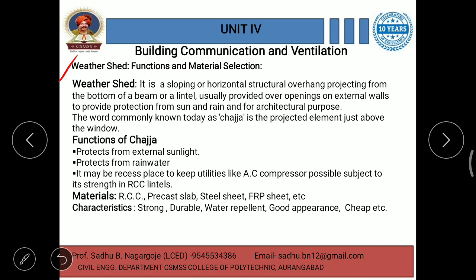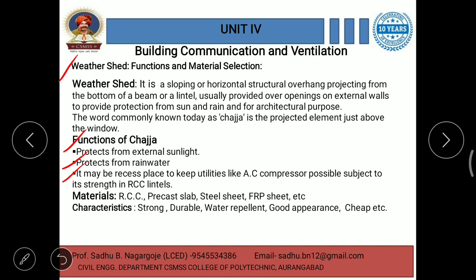Okay, the very important functions of chhajja: it protects from external sunlight, then it protects from rainwater. Then it may be a recess place to keep utilities like AC compressor, possible, subject to its strength in RCC lintels. Okay, that is another major function nowadays. It is also used for keeping AC compressor over it.